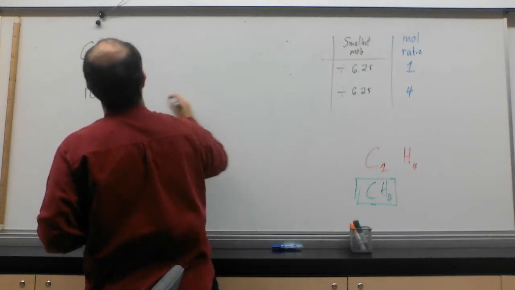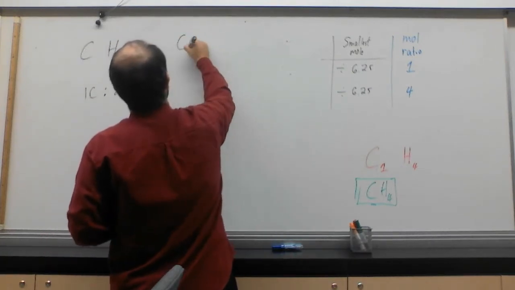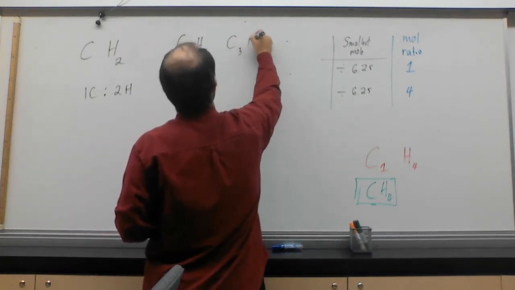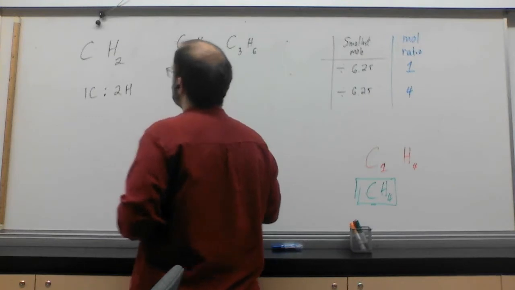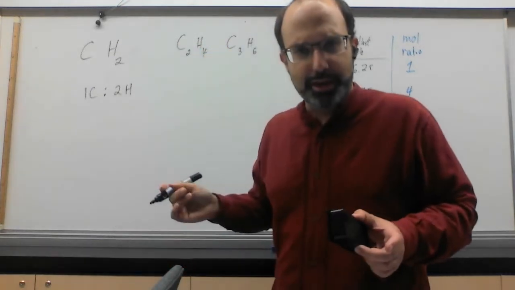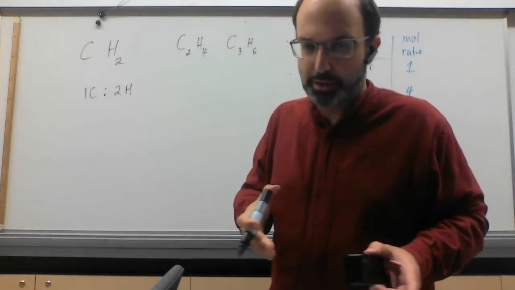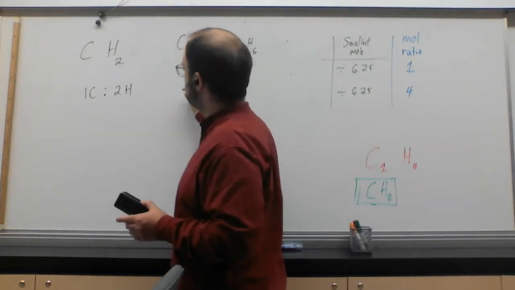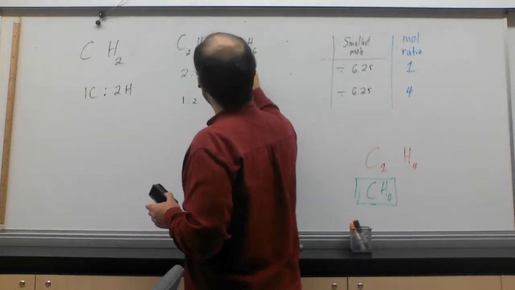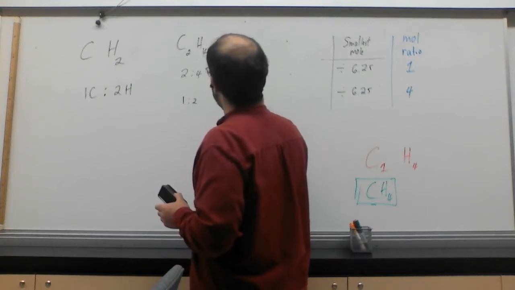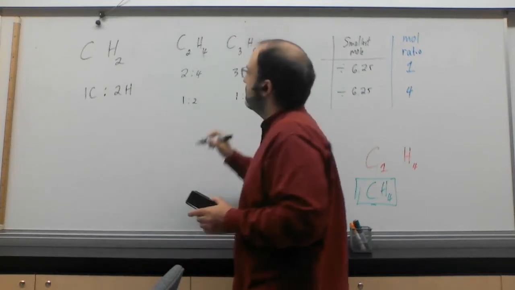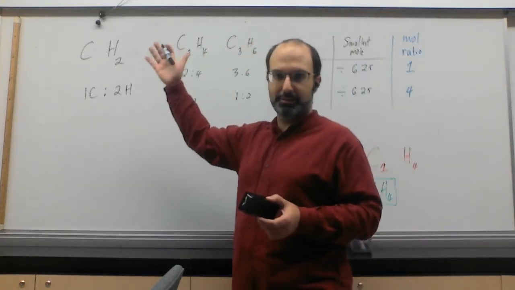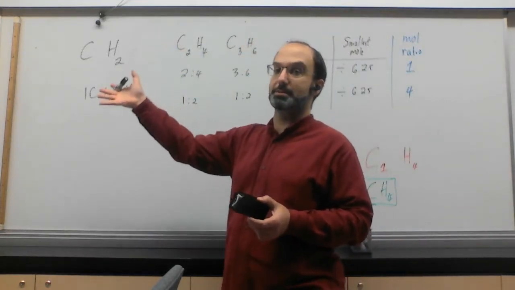I could have this ratio if I did C2H4 or C3H6. Both of them have the same ratio, right? Because this would be 2 versus 4, which is the same as 1 to 2. This one is 3 to 6, which is the same as 1 to 2. So even though these are very different chemicals, they have the same ratio of pieces.